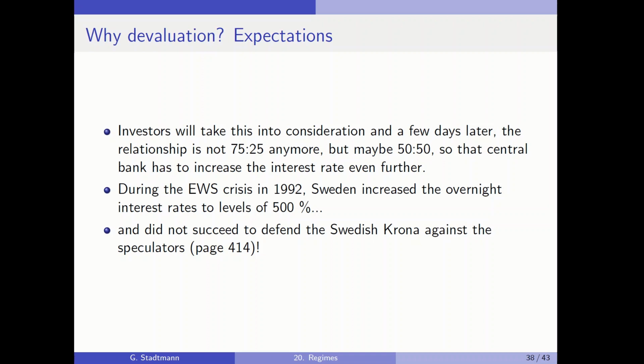In the textbook, you can read about the crisis in the European exchange rate mechanism system in the year 1992. There, Sweden tried to defend the fixed exchange rate and increased the overnight interest rates to a level of 500%. And guess what? The Swedish central bank was not able to defend the Swedish krona against the speculators. The exchange rate system broke down and the fixed exchange rate system collapsed.